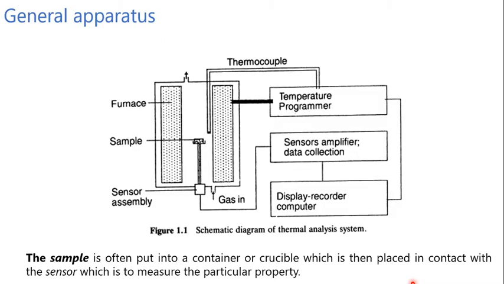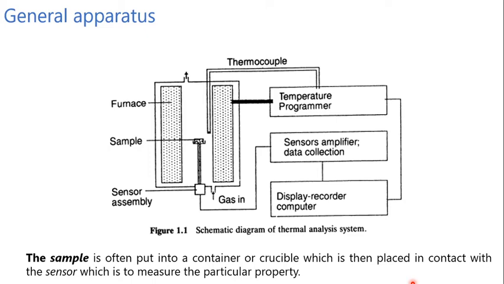Now this is the general apparatus for a thermal analysis system, where we have the furnace, then we have a sample, then the sensor assembly, then the inlet and outlet for the gas, then a thermocouple, temperature programmer, sensor amplifier, and data collection and display recorder or computer. So this is the general outline for a general thermal analysis instrument.